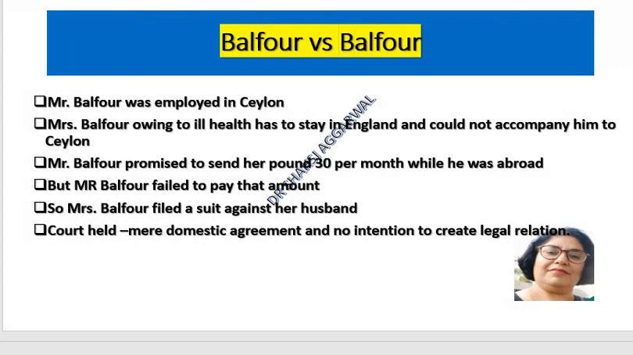Balfour versus Balfour is a famous case. Mr. Balfour was employed in Ceylon. Mrs. Balfour, due to ill health, had to stay in England. She could not come to Ceylon with her husband. Mr. Balfour promised to send her £30 per month while he was abroad, but Mr. Balfour failed to pay that amount. So Mrs. Balfour went to the court and filed a suit against her husband. Here the court held it is a domestic agreement. So both husband and wife did not have any intention to create legal relationship. So it is not a contract.